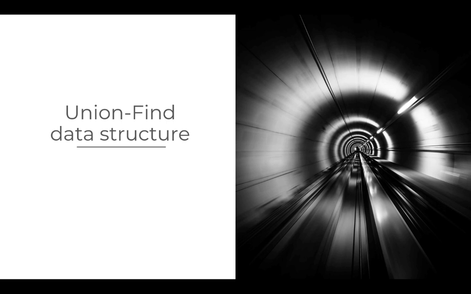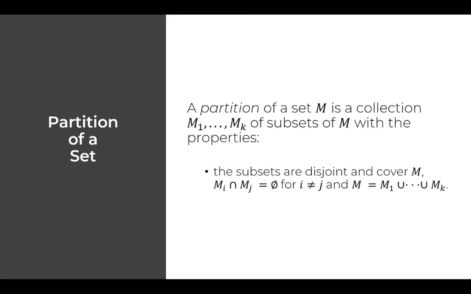In this video, we'll be looking at the UnionFind data structure. First, we need to define what a partition of a set is. A partition of a set M is a collection M1 to Mk of subsets of M with the properties that the subsets are disjoint and cover M. That is, Mi intersect Mj is equal to the empty set for all i different to j, and M is equal to the union of all the subsets M1 to Mk.